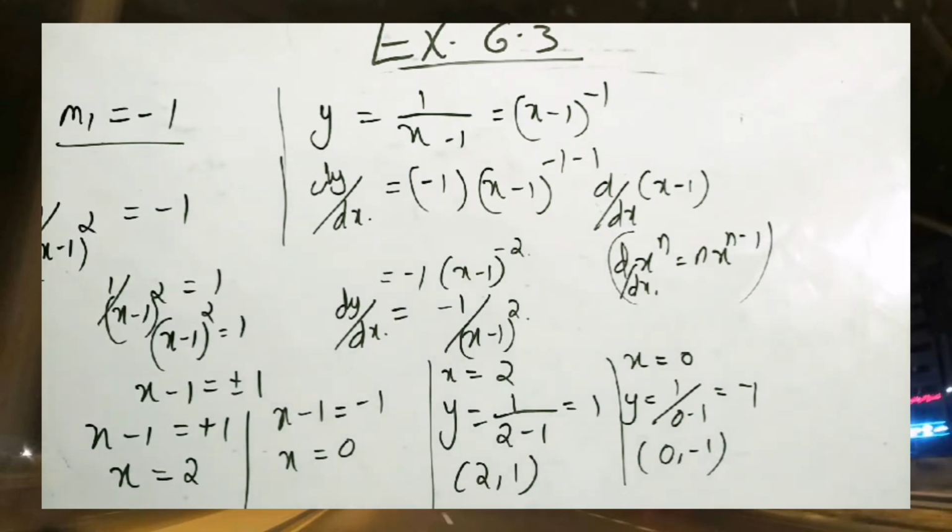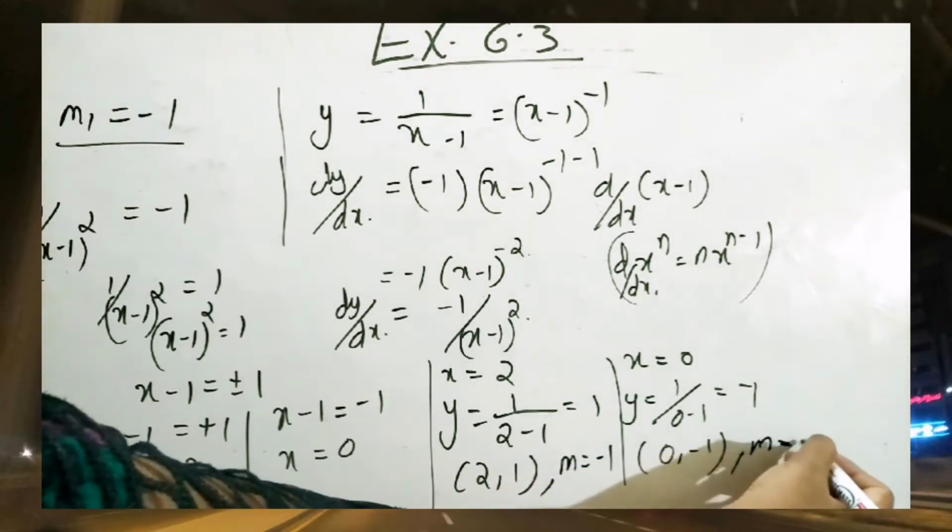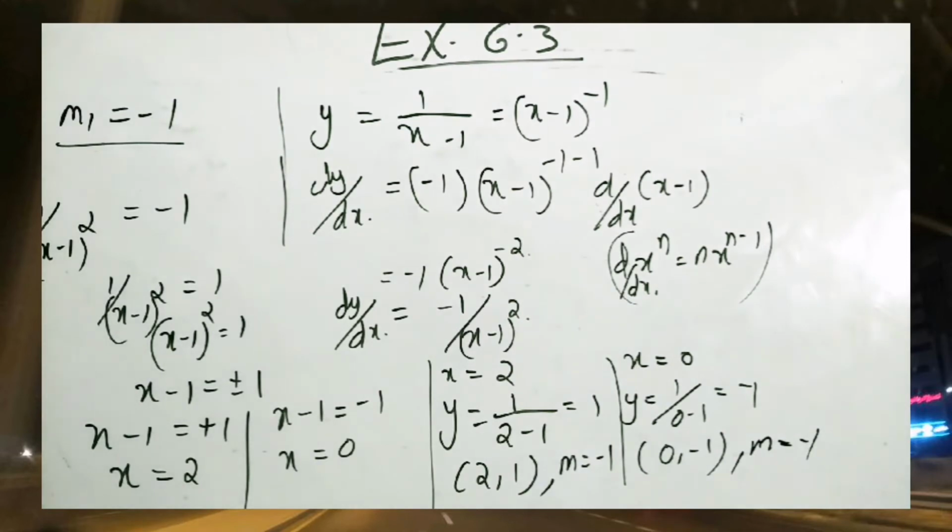And the slope of the tangent is given. What is the slope? Slope m is equal to minus 1. Now we need to find out the equation of the tangent at the ordered pair (2, 1) and the ordered pair (0, minus 1) with slope equal to minus 1.